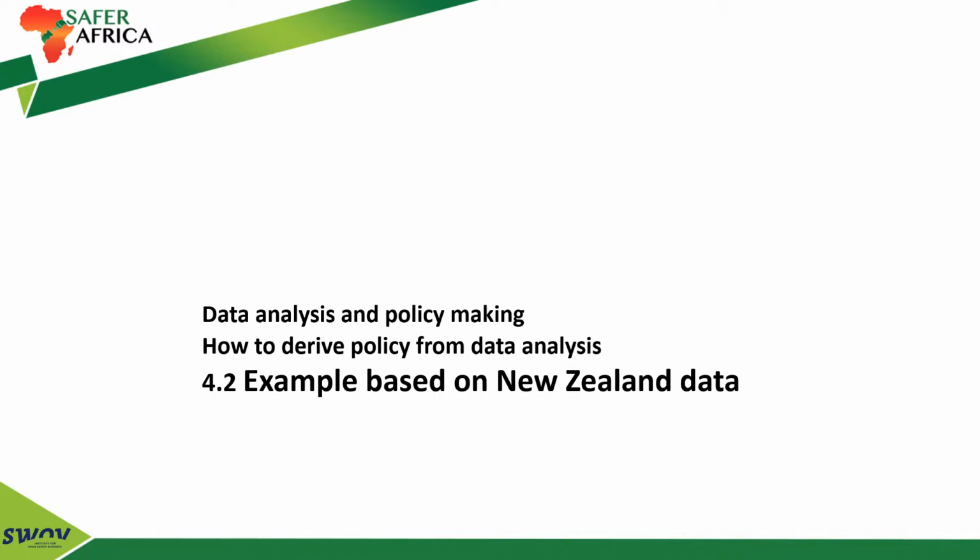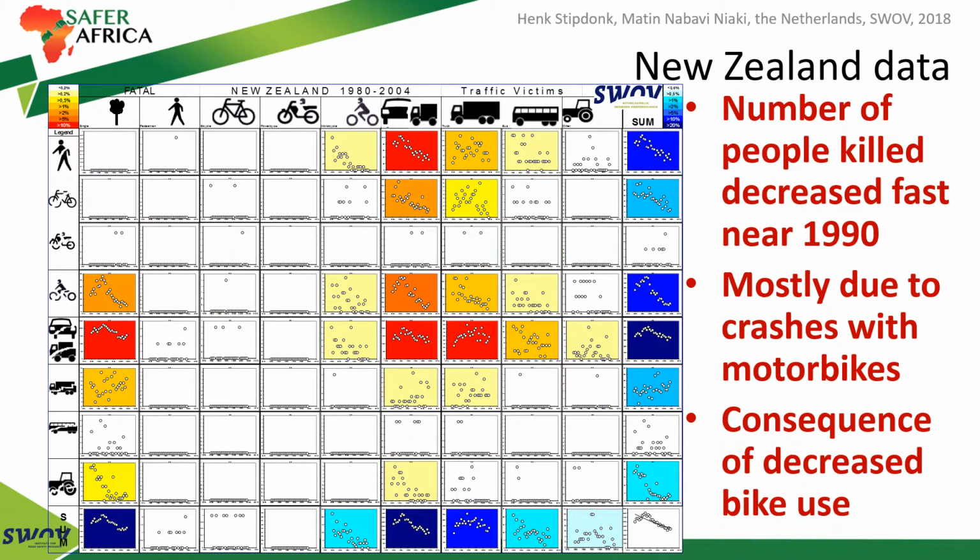Now some examples from New Zealand data can be shown where policy was derived from data analysis. This is a graph much like the graph you just saw for the Netherlands, but this one is for New Zealand data and people of New Zealand killed in road crashes. I want to show you this because it is a nice way to illustrate what can be learned from stratifications of road death data.